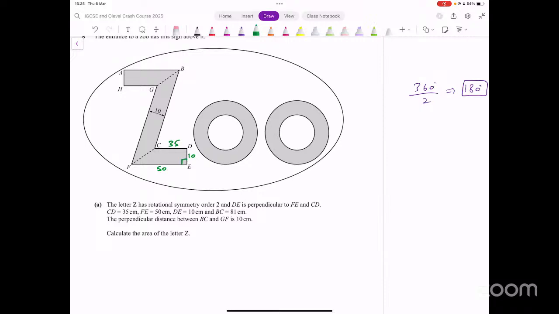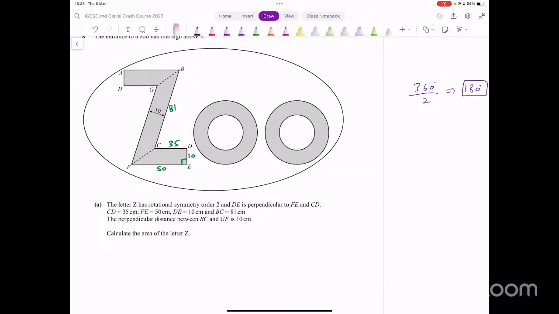BC is 81. BC, this part is 81. This side is 81. The perpendicular distance between BC and GF is 10 centimeters. You can see that here. The perpendicular distance between this side and this side, that is 10 centimeters. This is all the information that we have been given. We have represented that on the diagram. We need to find the area of the letter Z.